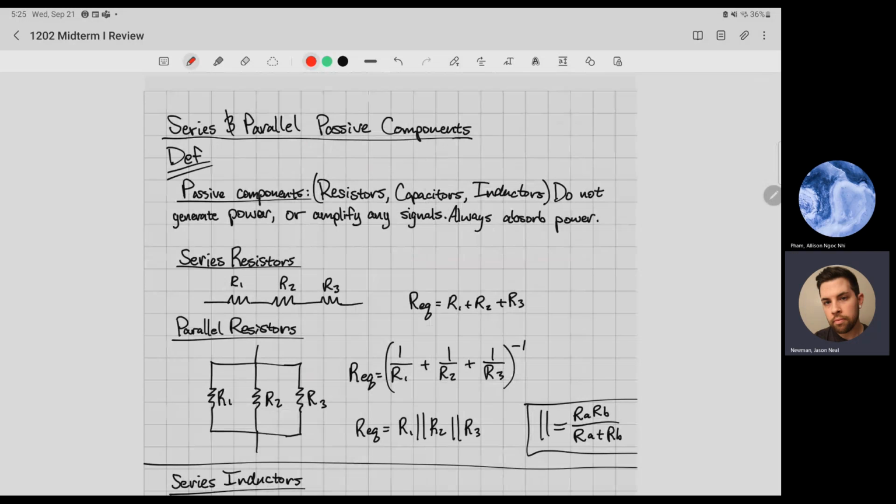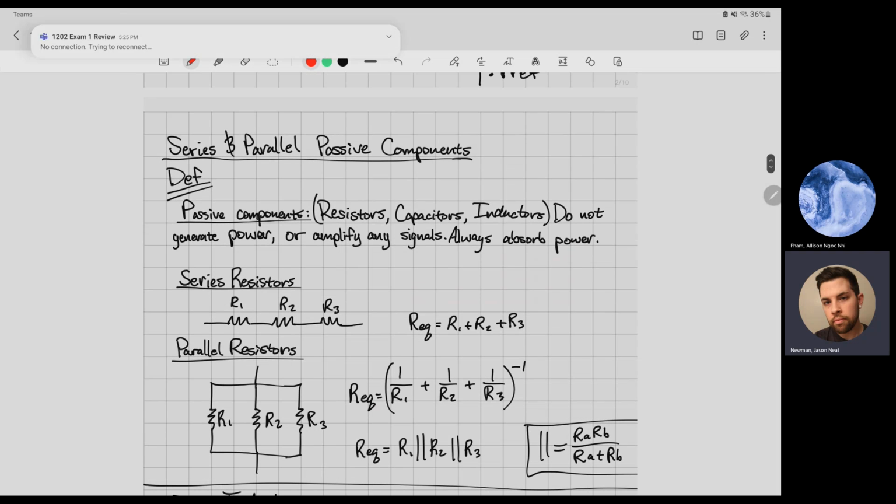For series resistors, we have three resistors in series. The equivalent resistance is equal to the sum of all of those resistors that are in series. Pretty self-explanatory. Also, you should note, I didn't add this, but the current that goes through these series resistors will be the same throughout all of those resistors because you're on the same path. So the current is not being distributed anywhere else.